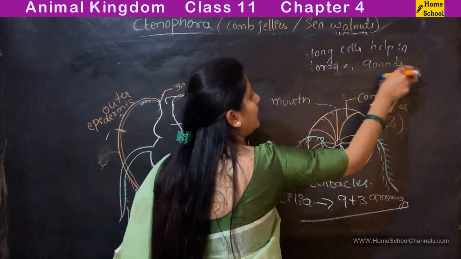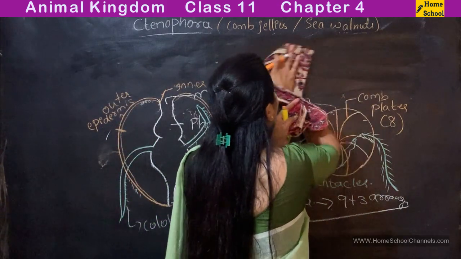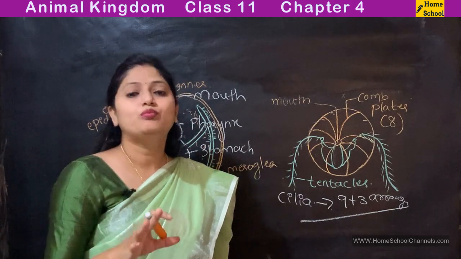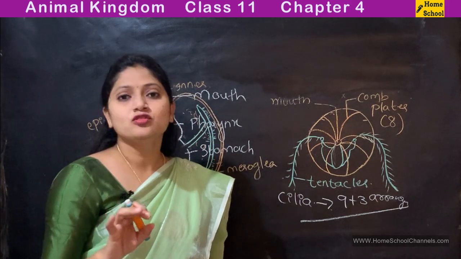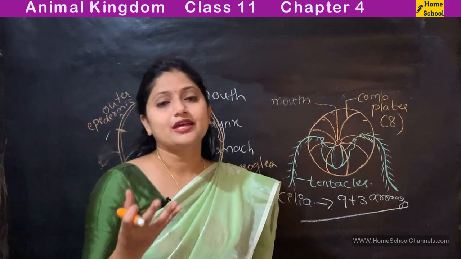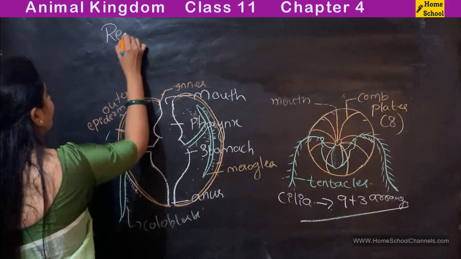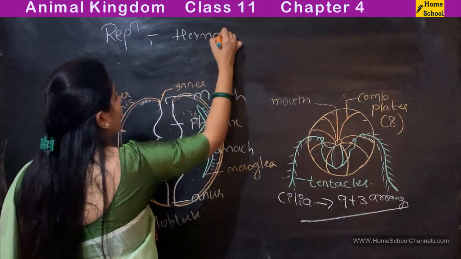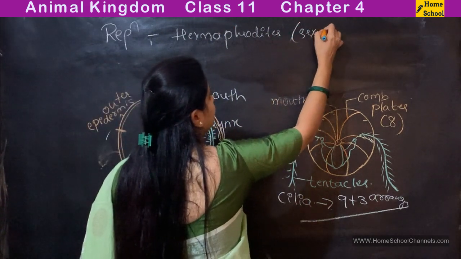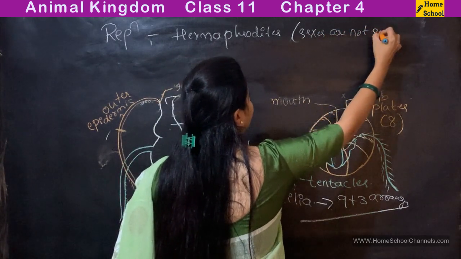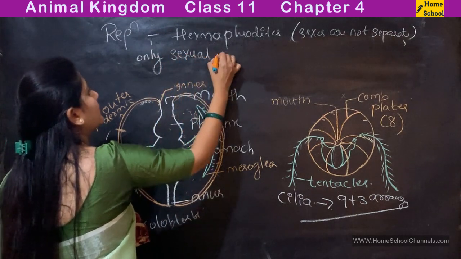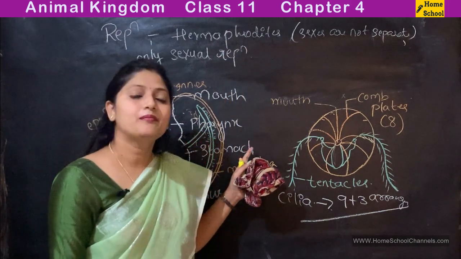These members of Ctenophora are mainly hermaphrodites. So, what does a hermaphrodite mean? We have already seen that here the sexes are not separate. So, the male and female both are present in the same organism, that is called a hermaphrodite. And if an organism is hermaphrodite, definitely they should show sexual reproduction. So, about the reproduction, they are hermaphrodites. It means sexes are not separate. And hence only sexual reproduction is seen in the members of Ctenophora.